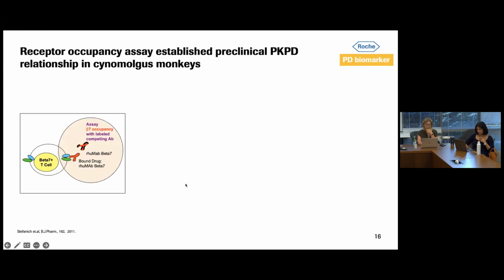Then thinking about how can we measure target engagement? We use these preclinical models to actually measure receptor occupancy. The beauty is these lymphocytes traffic through the blood, and so you can measure beta-7 by flow cytometry. A receptor occupancy assay looks at the receptor on the lymphocytes, and if the drug is bound, your detection antibody won't see it. So you need a competing antibody for this assay.